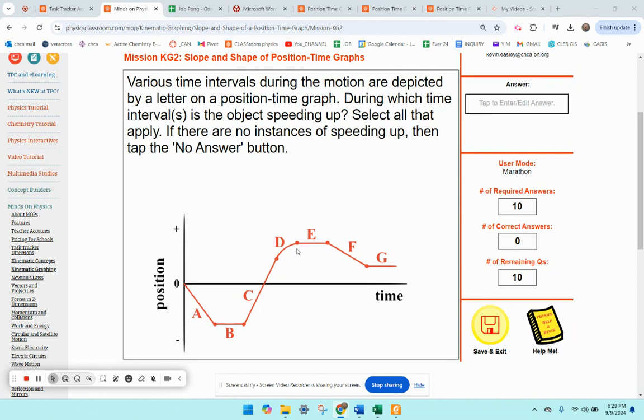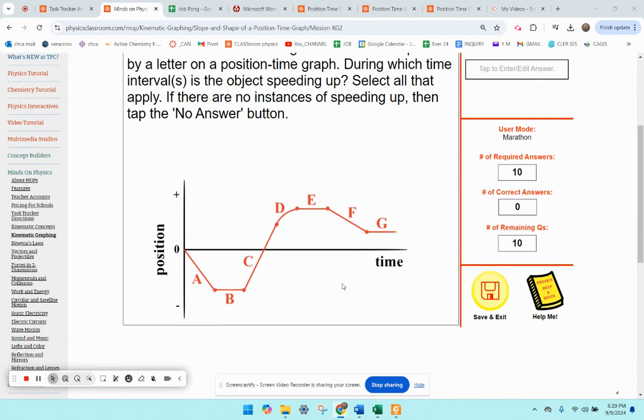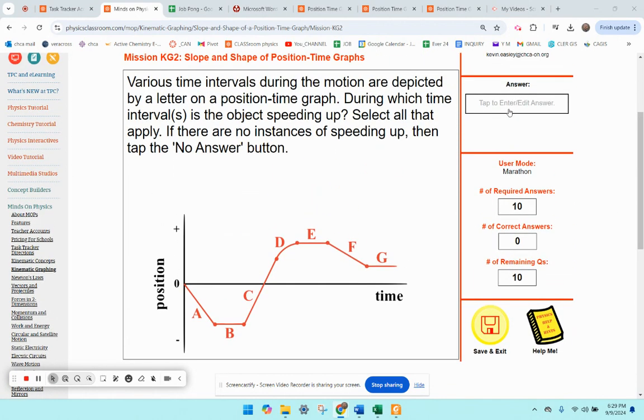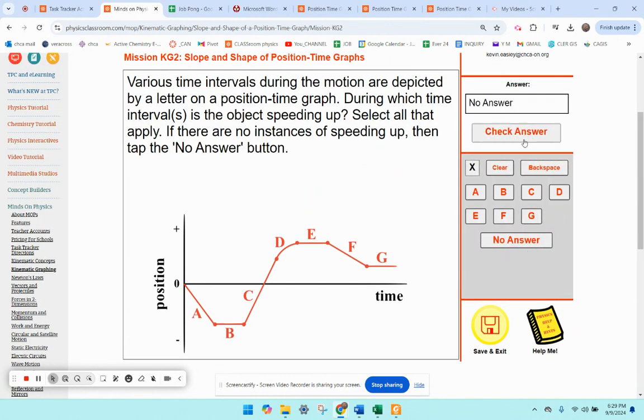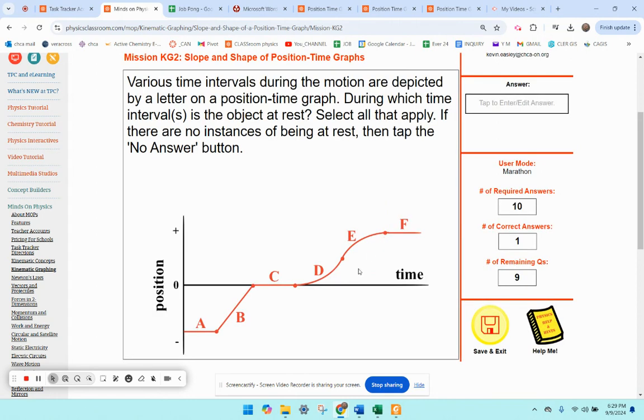So we want to know about speeding up. So that's slowing down, so no. Here we have staying still. Here we have it going in the negative direction and then not moving again, staying still. So in this case, I'm going to say this is going to be the no answer. That is in fact correct.